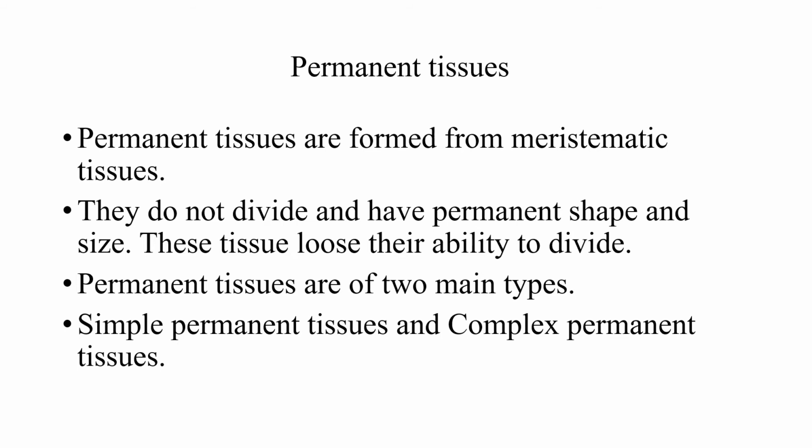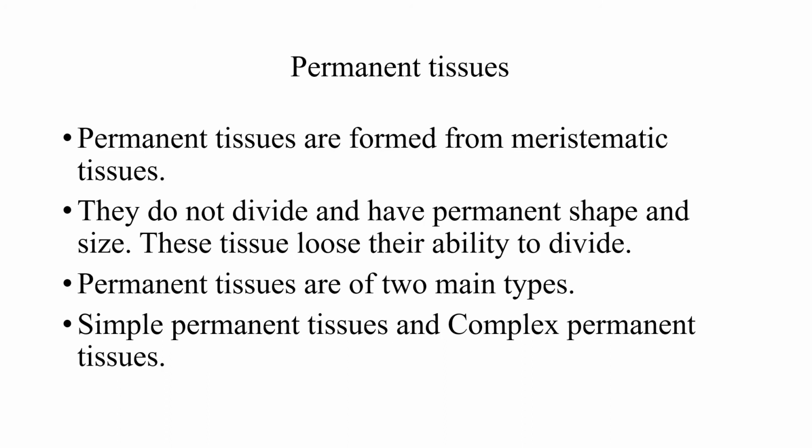Then permanent tissues. Permanent tissues are formed from meristematic tissues only, actively dividing. After a certain period, the meristematic tissue loses its capacity. Then we can call it permanent tissue because they do not divide and have a permanent shape and size. These tissues lose their ability to divide.